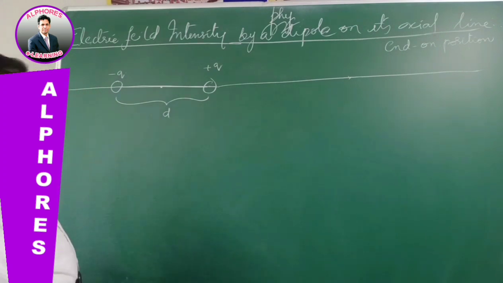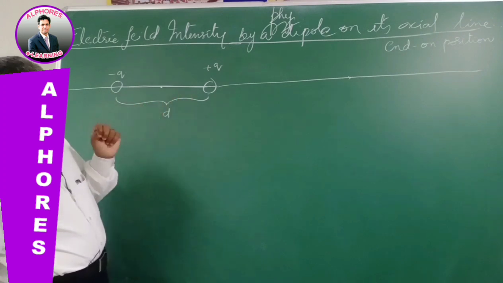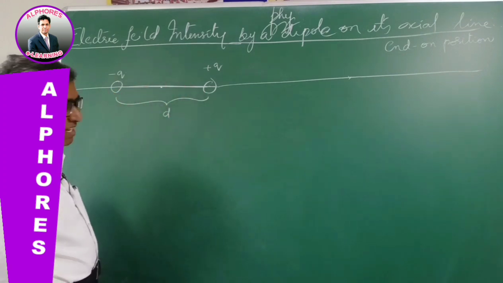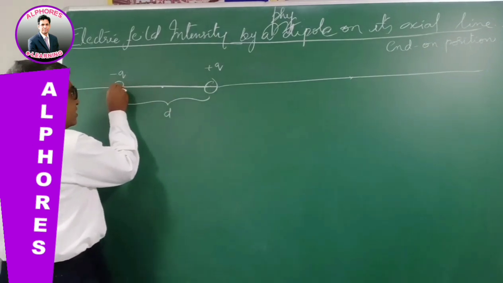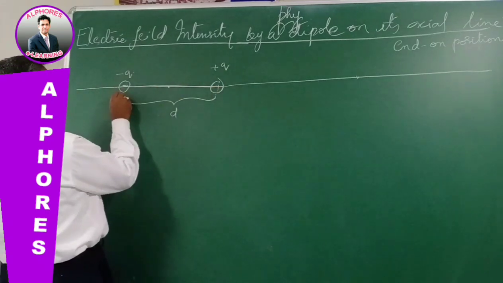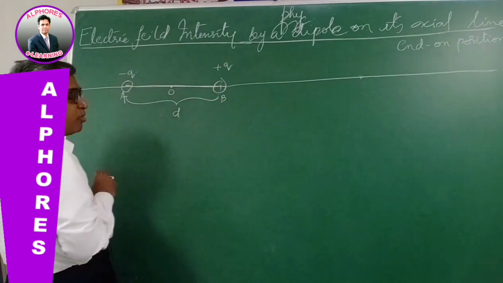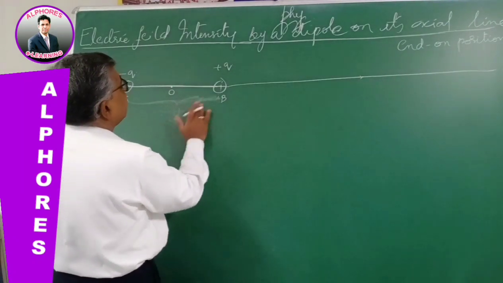So coming to the derivation part. Consider a dipole. A dipole is a combination of two equal and opposite charges, minus q and plus q point charges. This is minus q and plus q. Let this be at point A and this be at point B. O is the midpoint of the dipole, right? Now they are separated by a distance.